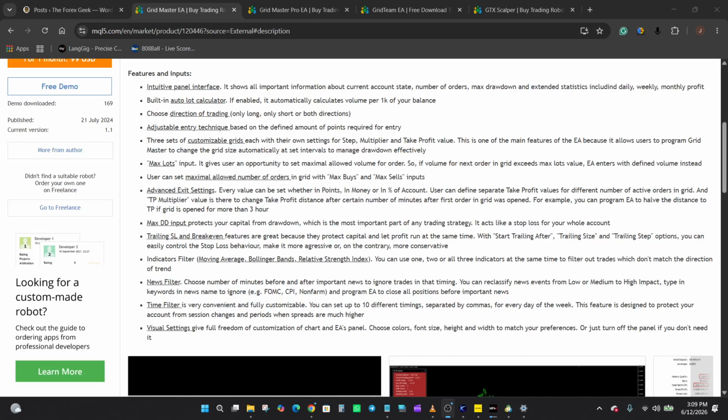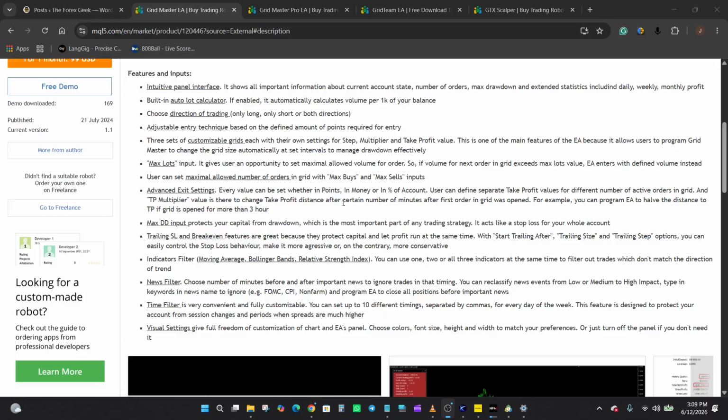The marketplace page also highlights several filtering tools. These include indicator-based filters using moving average, Bollinger Bands, and RSI, along with a news filter that can avoid trading around important economic events. There is also a highly customizable time filter that allows users to define trading schedules throughout the week.